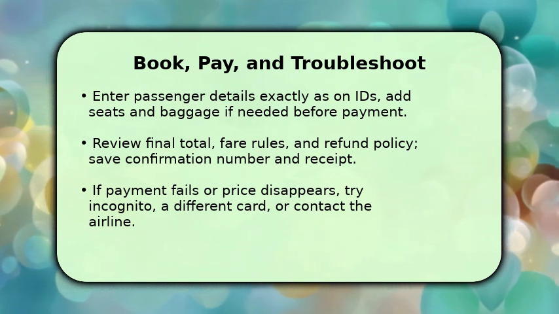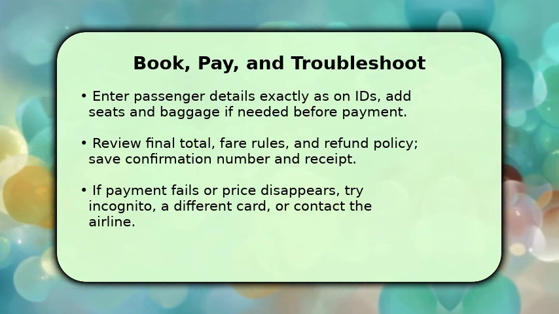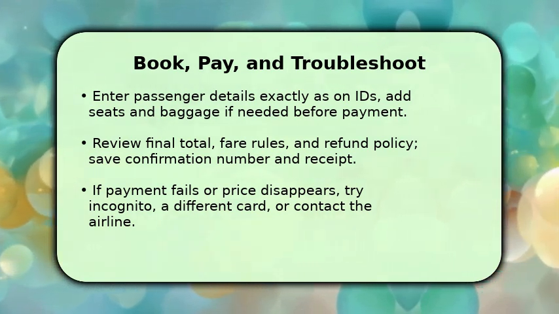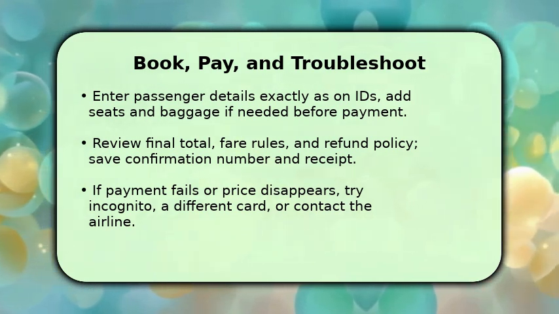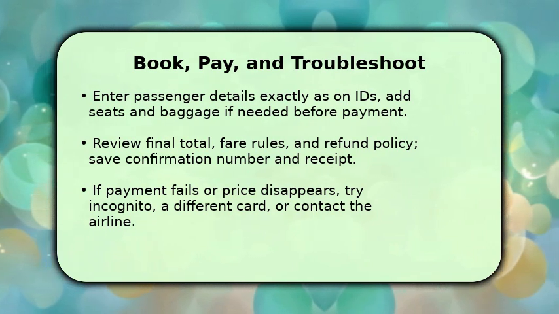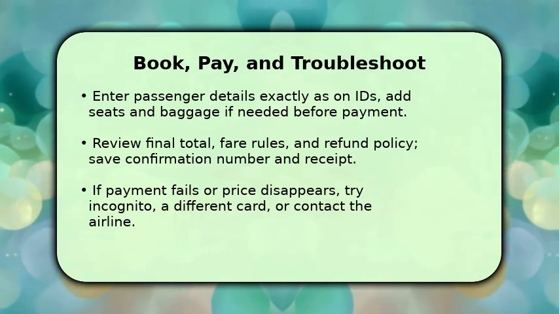Review the final price and fare rules, then enter payment details and billing address to complete the purchase. Once confirmed, save the confirmation number and download the receipt. If something goes wrong, payment declined or price changed, try incognito browsing, a different card, or contact the airline directly as a fast troubleshooting step.